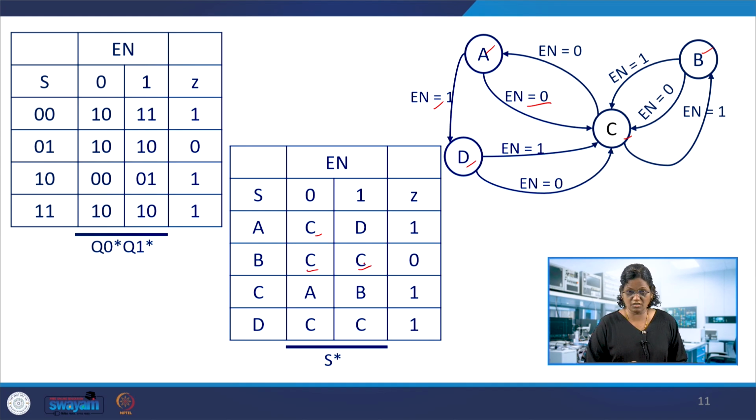At C, the enable 0 points to A and enable 1 points to B. Also at D, enable 0 goes to C and enable 1 also goes to C. Okay, so this is the state diagram of the digital circuit.